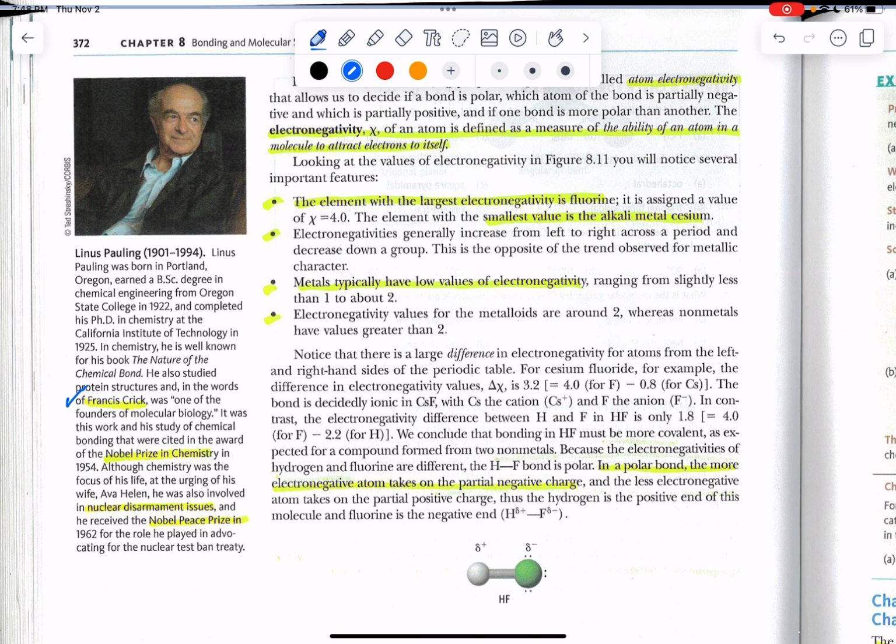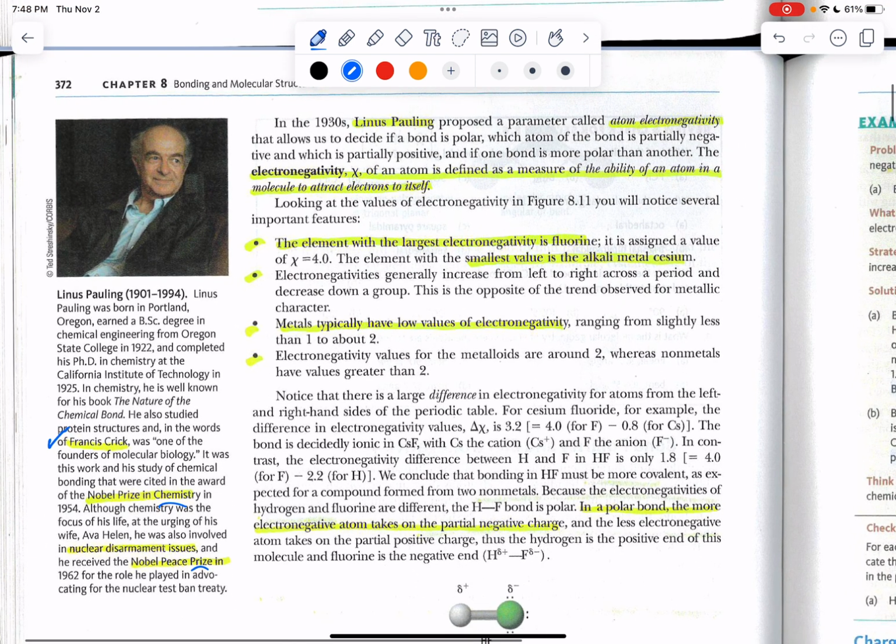Notice that Linus Pauling received 2 Nobel Prizes, one in chemistry and one in peace, which is pretty remarkable. So he's the one that came up with the idea of electronegativity, which isn't the same thing as electron affinity, but has the same trends.